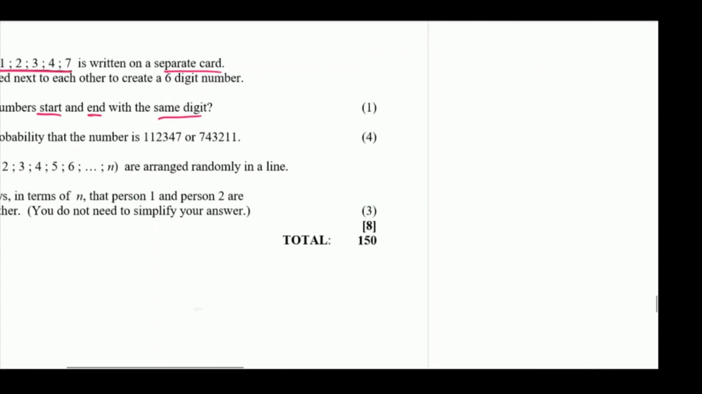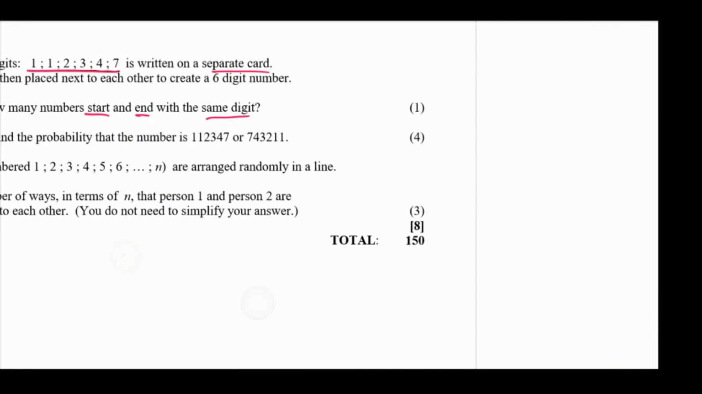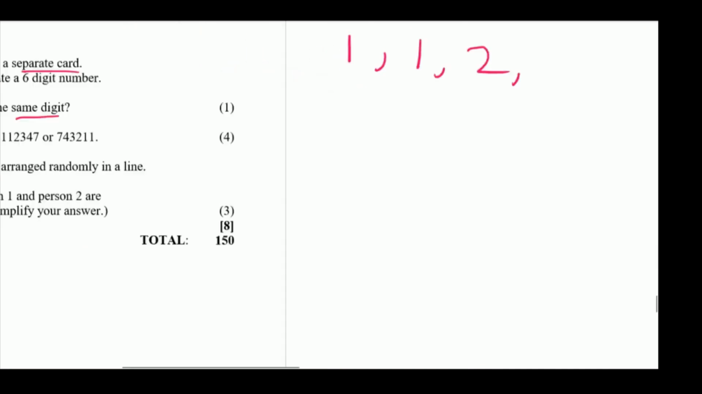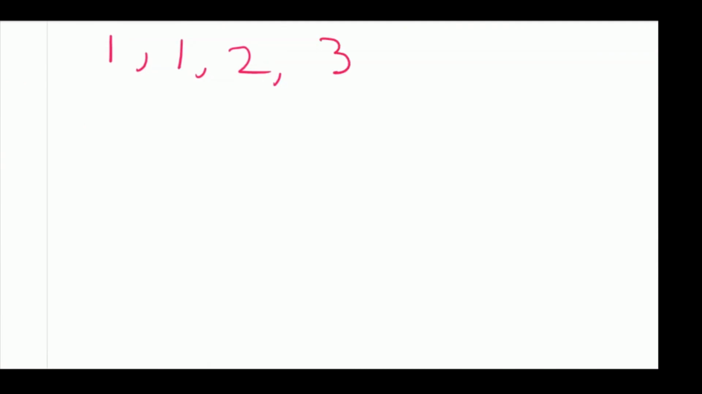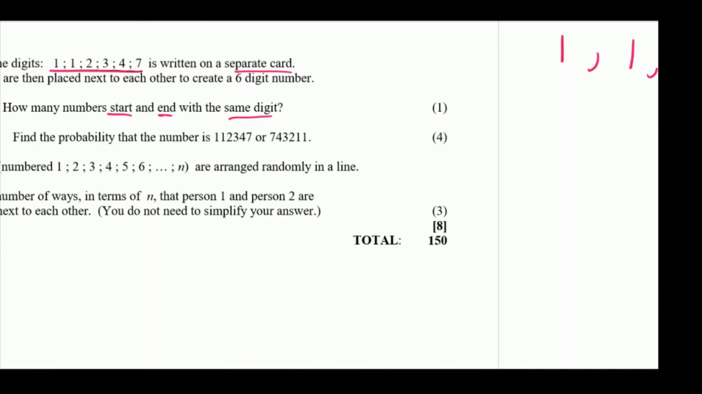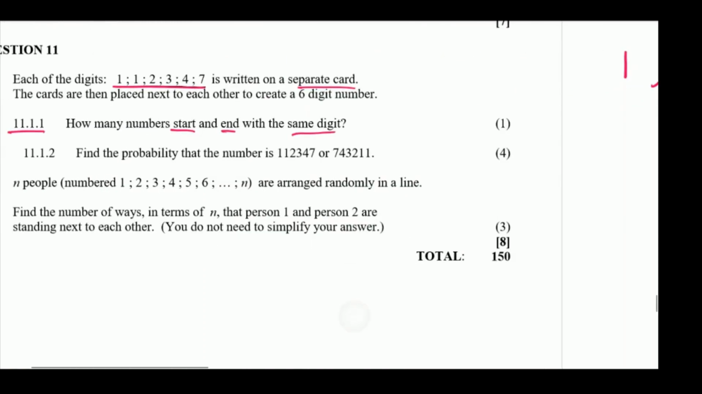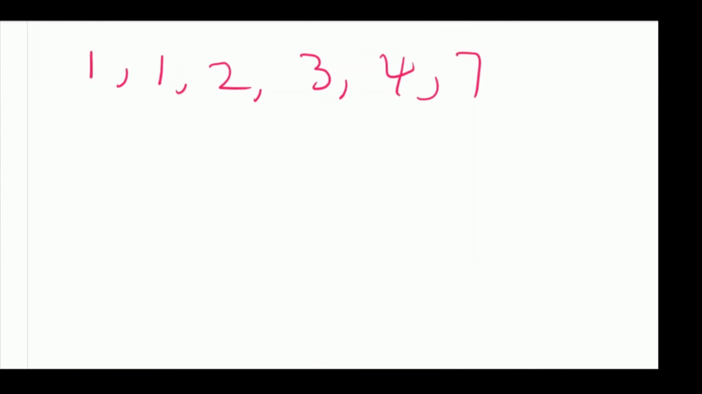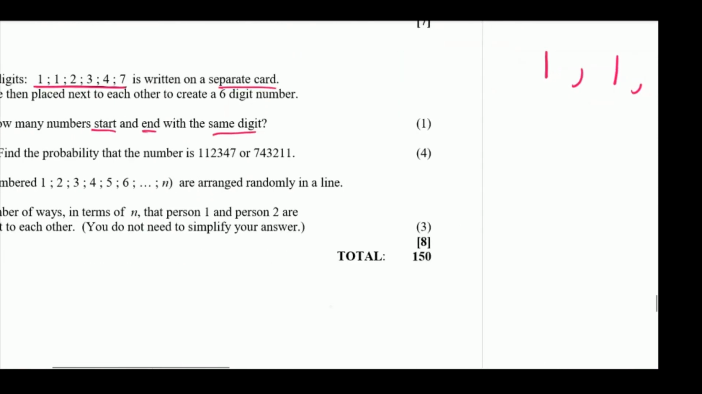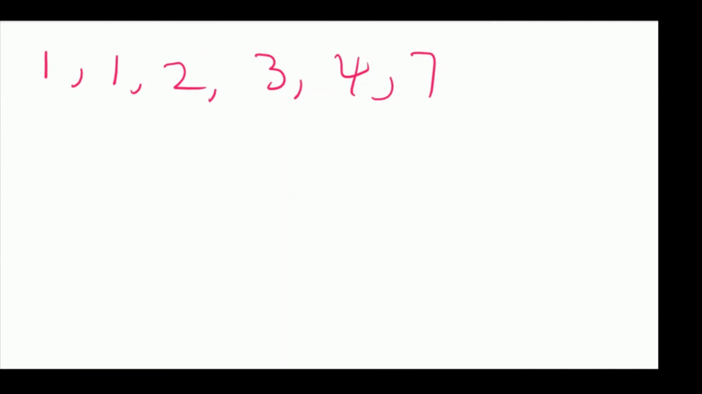So we're having 1, 1, 2, 3, 4, and 7. These are the numbers that we have. And we are asked how many numbers start and end with the same number. So this is what we have here: 1, 1, 2, 3, 4, and 7. And we are asked how many numbers start and end with the same digit.